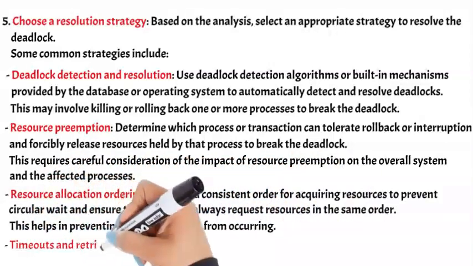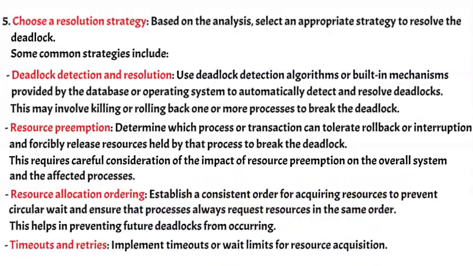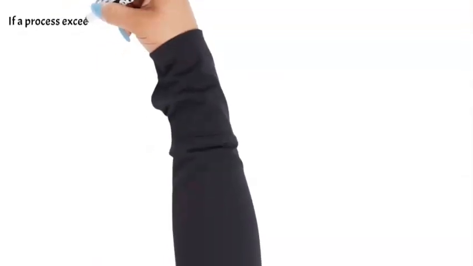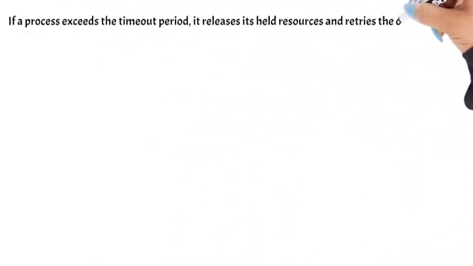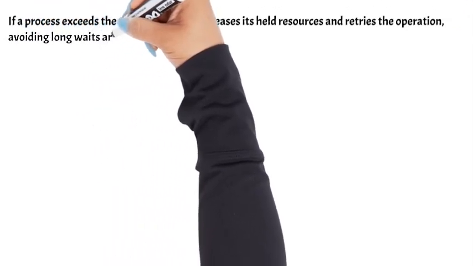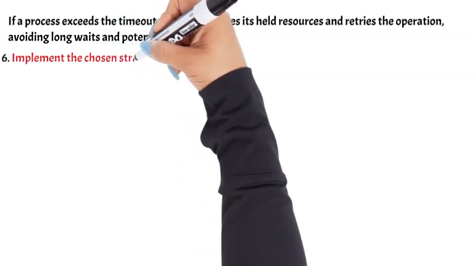Timeouts and retries. Implement timeouts or wait limits for resource acquisition. If a process exceeds the timeout period, it releases its held resources and retries the operation, avoiding long waits and potential deadlocks.